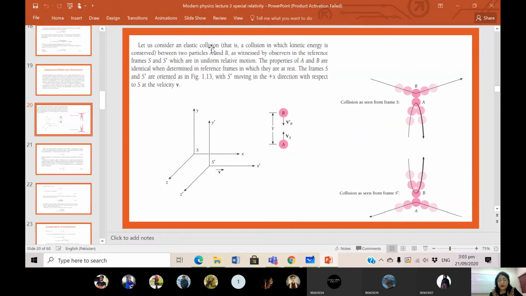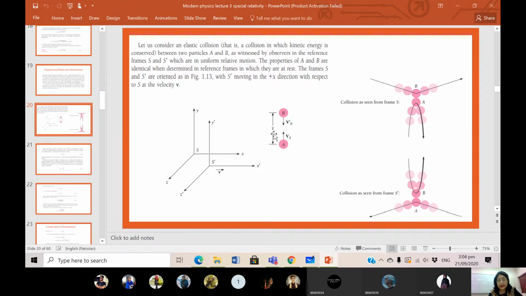So let's consider a situation where there are two particles A and B, and there's a collision between them in which the kinetic energy is conserved. You know the difference between elastic collisions. You must have studied momentum in classical physics. There are different types of collisions: elastic collision, inelastic collision, completely inelastic collision, etc. In an elastic collision, total kinetic energy is conserved. That's the definition of elastic collision. Total energy is always conserved, but in an elastic collision kinetic energy will also be conserved.